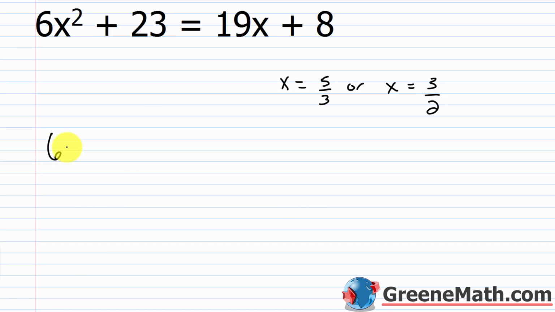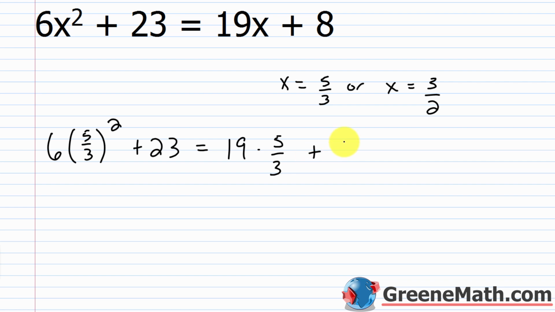So we will have 6 times, plug in 5/3 for x, and this is squared, plus 23 is equal to 19 times 5/3 plus 8. If I start off with 5/3 squared, I would have 6 times 25/9. Now I can cancel a common factor of 3. So this would be 2 and this would be 3. So I'd end up with 50/3, then plus 23 equals, if I have 19 times 5, that's 95, so this would be 95 over 3.